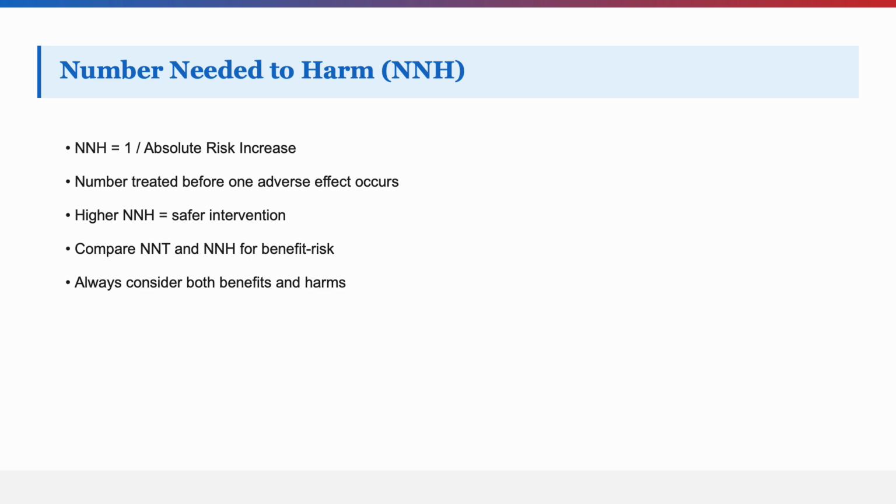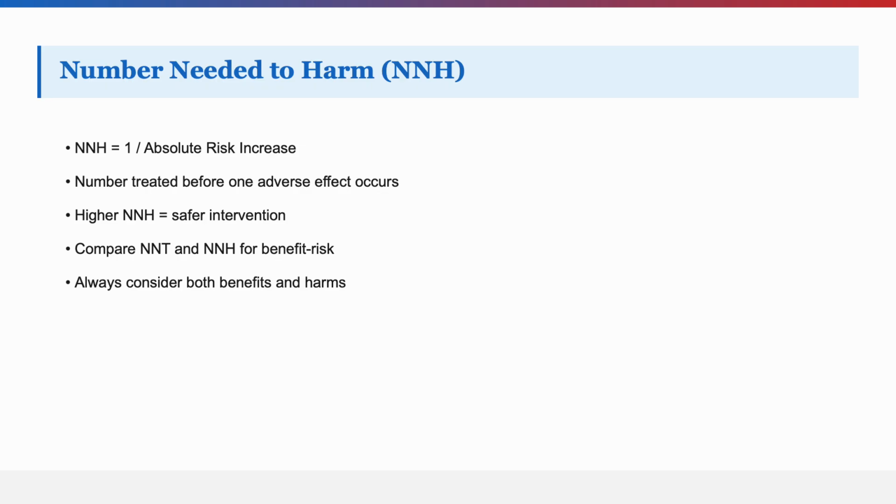Higher NNH is better, you can treat more patients before causing 1 harm. An NNH of 1000 means harm is rare. An NNH of 10 means significant harm. The power comes from comparing NNT and NNH.